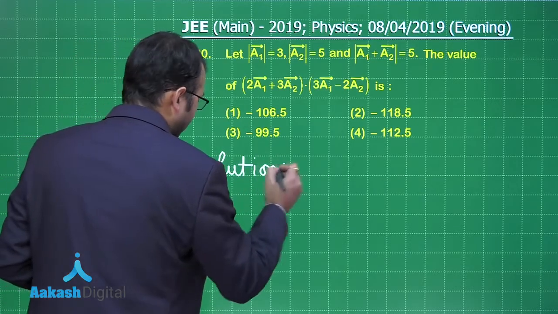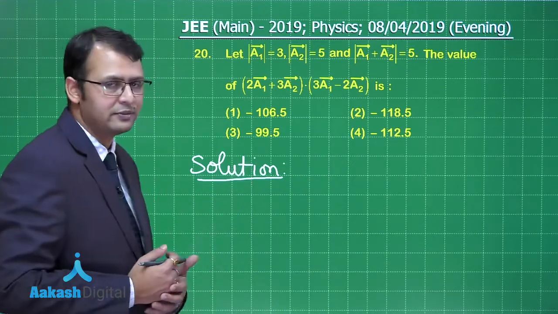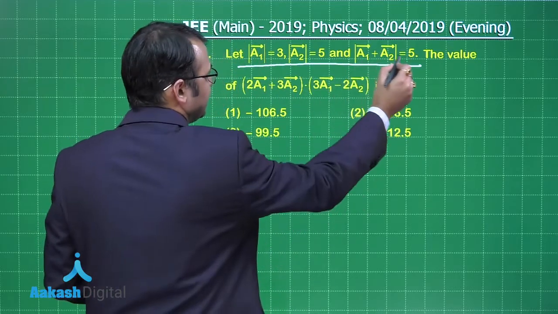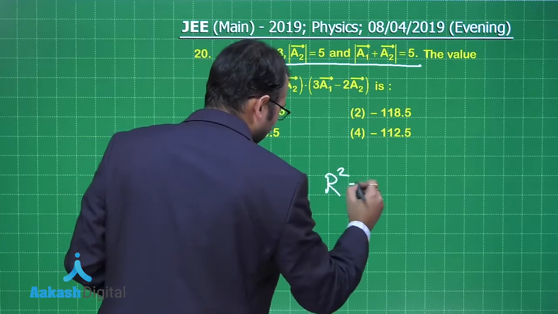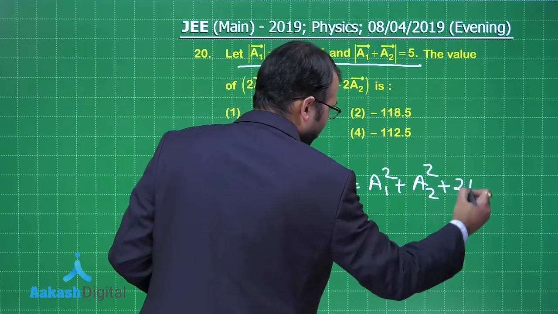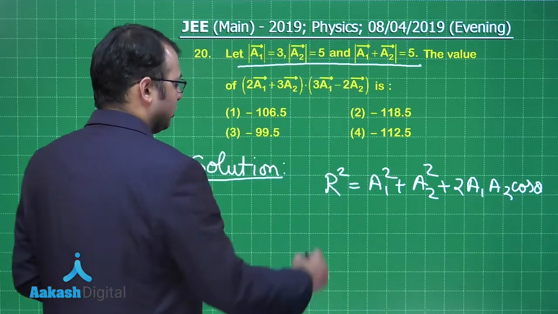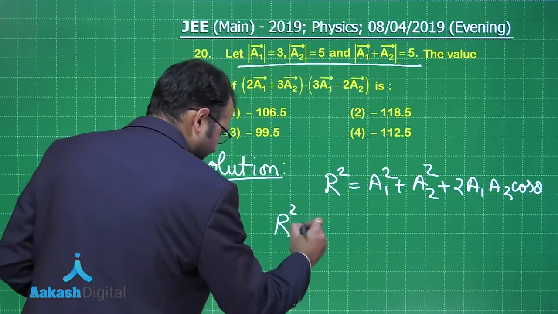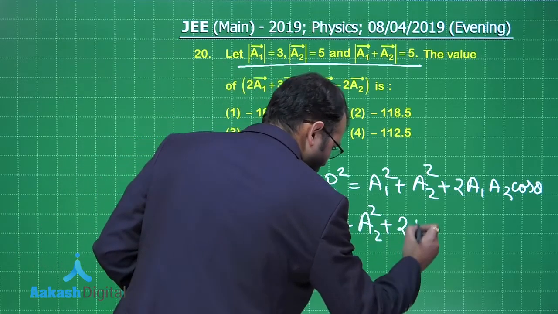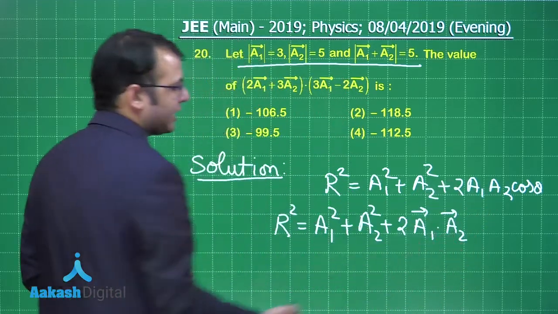If you solve it completely step by step, it will be a very lengthy solution. So there's a trick hidden here. If you see the magnitude, the resultant of A1 plus A2 is 5, so R square can be written as A1 square plus A2 square plus 2A1 A2 cos theta, right? Now if I simplify this, I'll rewrite this equation as A1 square plus A2 square plus 2 A1 vector dot A2 vector, because A1 A2 cos theta can be written like this.